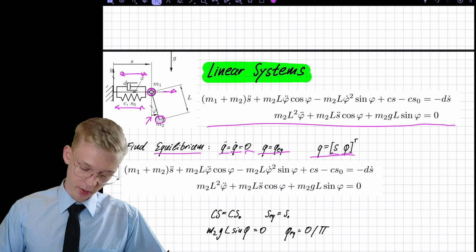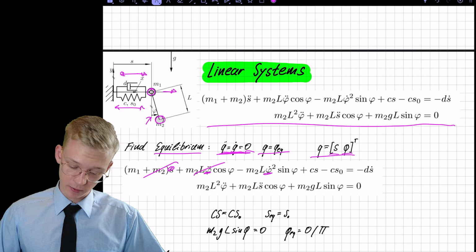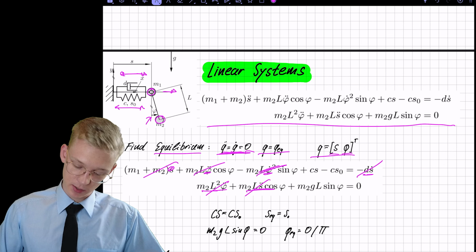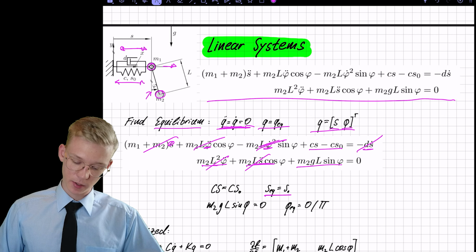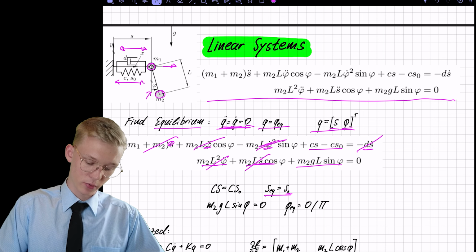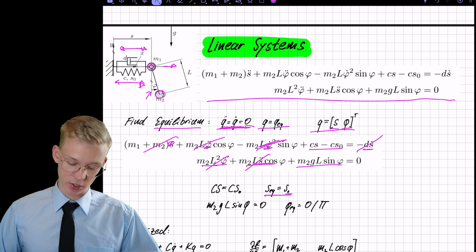So we need to do this one. We get rid of that term because it has an s double dot. Here we have a phi double dot. Here we have again phi dot. And this is also 0. Here we have a double dot. This is gone. And what we are left with is this one and this one. So already we see that s equilibrium is just s0, the length of the spring where it's not compressed and not in tension.